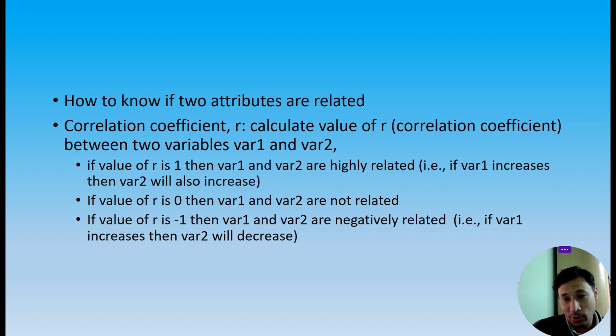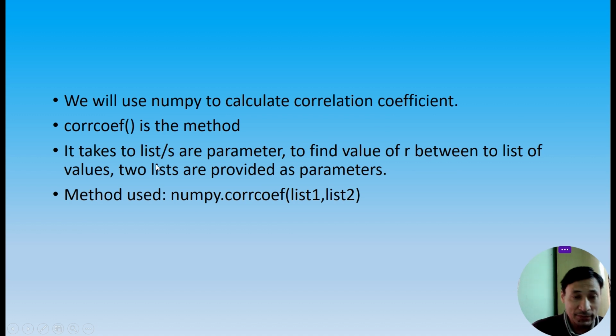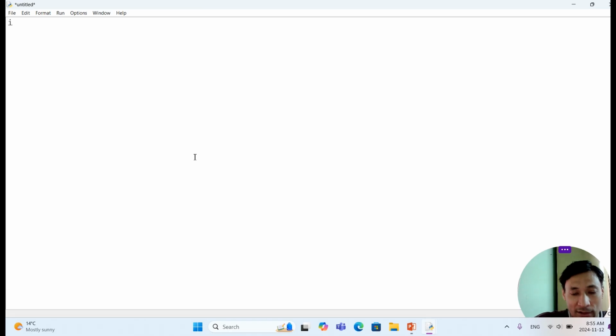Okay, so we have to know how to calculate the correlation coefficient between two attributes, and for this I will be talking about a Python program. We can use NumPy to calculate the correlation coefficient. In NumPy we can find the corrcoef method that takes two lists as arguments. There are other optional arguments also, and using this method we can calculate the value of r. Now let's see how to do this in Python. For this we have to import NumPy as np. Then let's declare some arrays or lists.